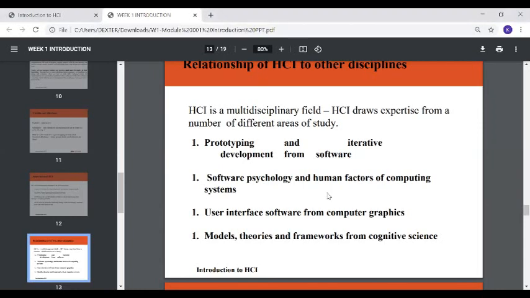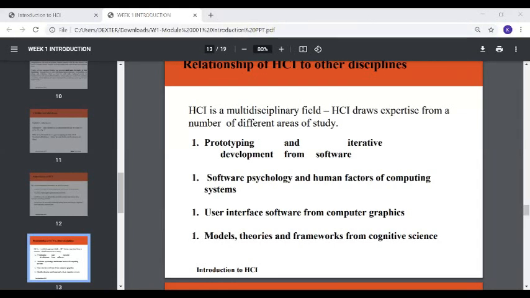Next, we have software psychology and human factors of computing systems. Okay, so HCI, or Human-Computer Interaction study, is a region of intersection between psychology and the social sciences. On the other hand, computer science and technology HCI researchers analyze and design specific user interface technologies, for example, a pointing device. They study and improve the process of technology development, and they develop and evaluate new applications of technology throughout the past two decades.